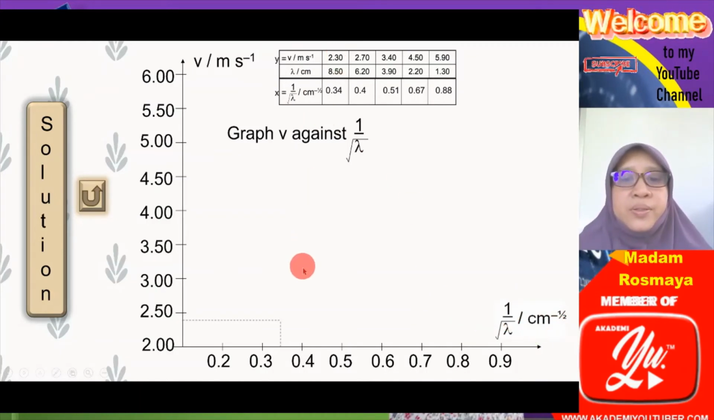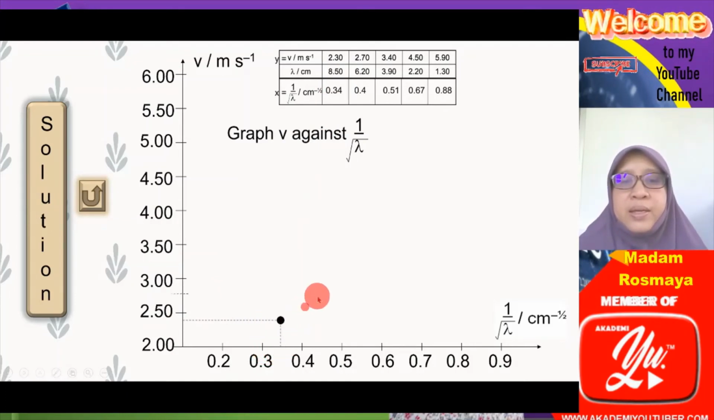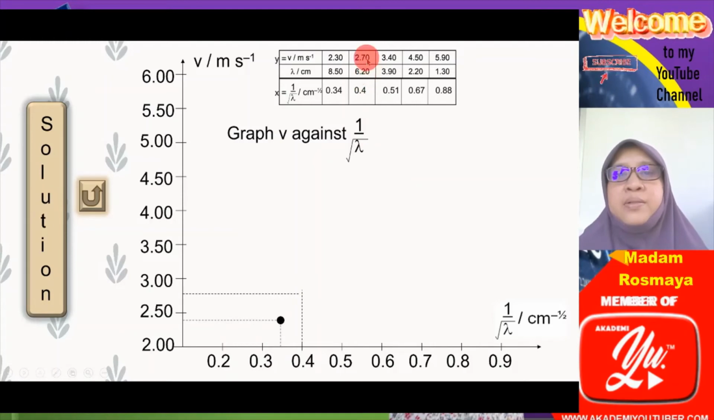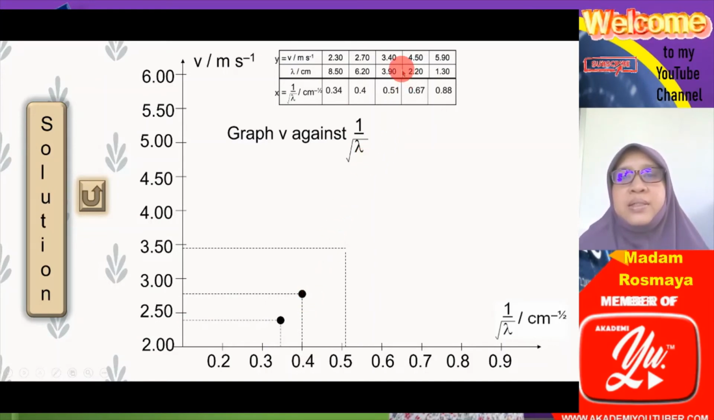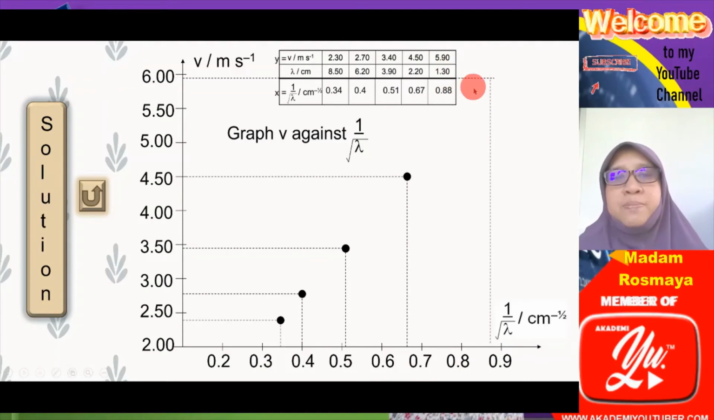For the first value, we have 2.30 and 0.34, somewhere here. The next set of y and x values will be 2.7 and 0.4, here. Next is 3.4 and 0.51, then 4.50 and 0.67, and the fifth set of points is 5.9 and 0.88.